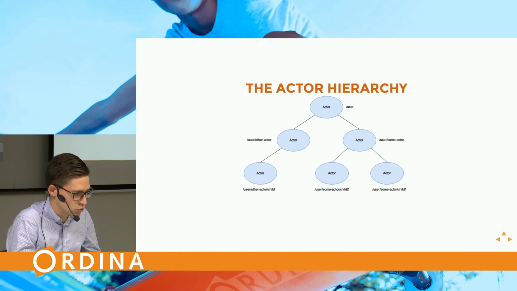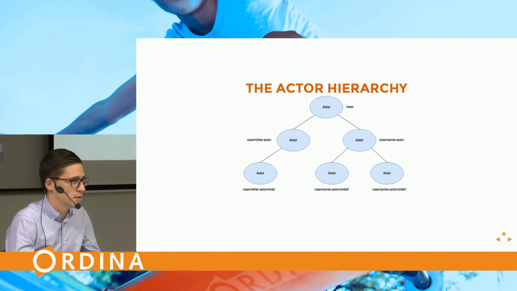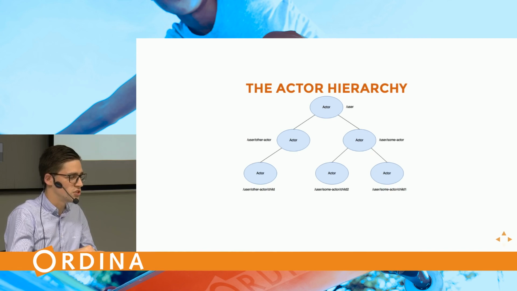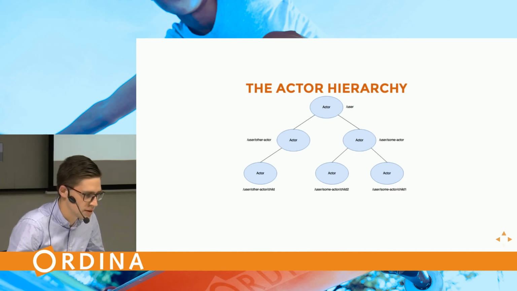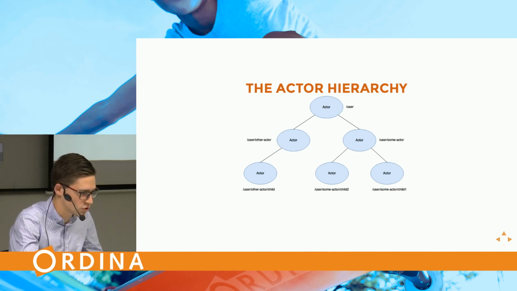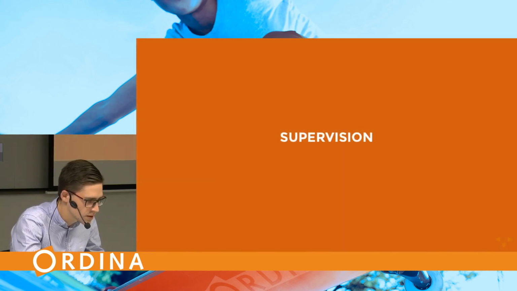You always get stuff like the children can never outlive the parent. The parent controls the life cycle of the children actors. And the uses of this will be explained in a different slide that will come up right shortly. So in this part, supervision.